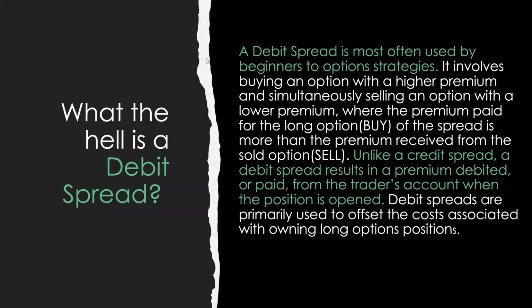A debit spread is most often used by beginners for option strategies. It involves buying an option with a higher premium while simultaneously selling an option with a lower premium, where the premium paid for the long option is offset by the premium received from the sold option. Unlike a credit spread, a debit spread results in a premium debited or paid from your account.